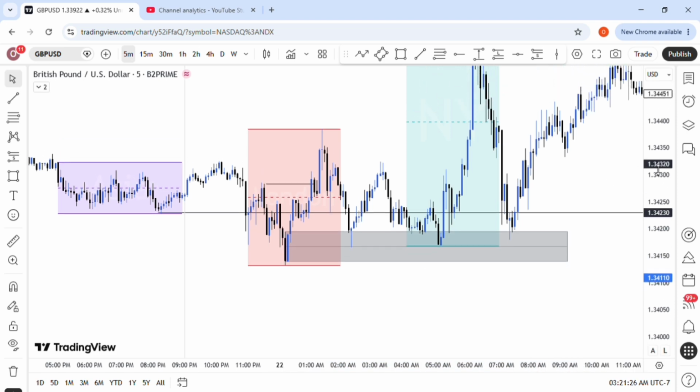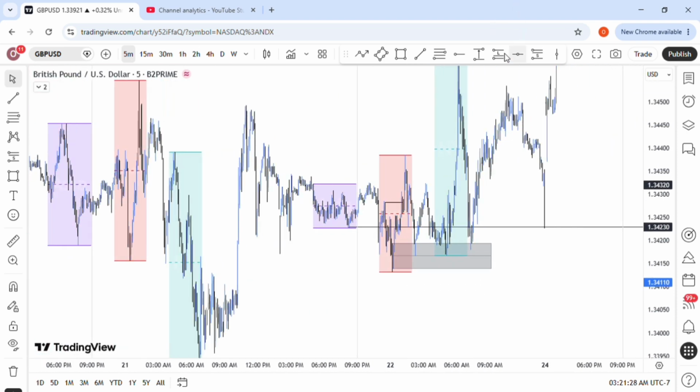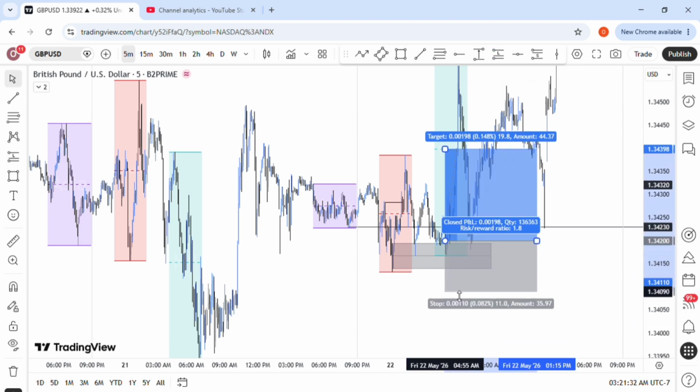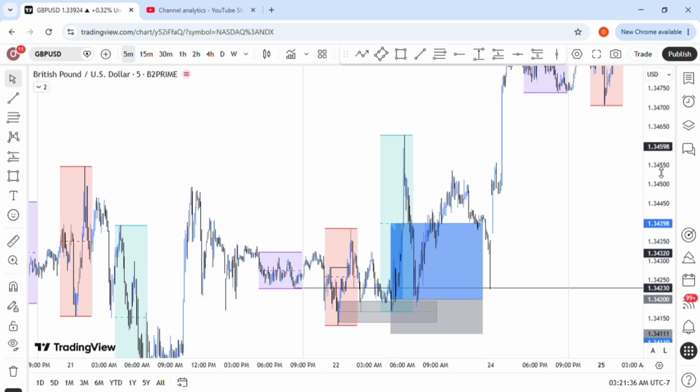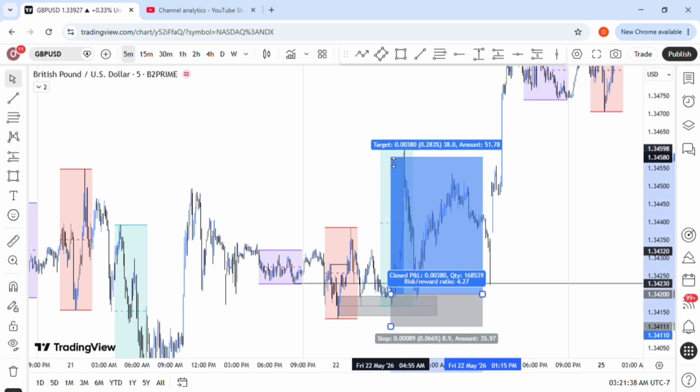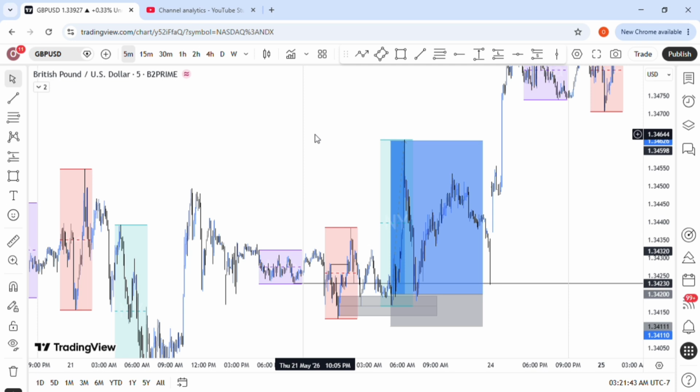After price tapped it, what happened next? Price did what? Boom to the upside. Our stop loss should be below here, and price shot out to the upside. As easy as that. Okay, if we are going to do this on gold, it's going to take much time, and I don't want this video to be long.